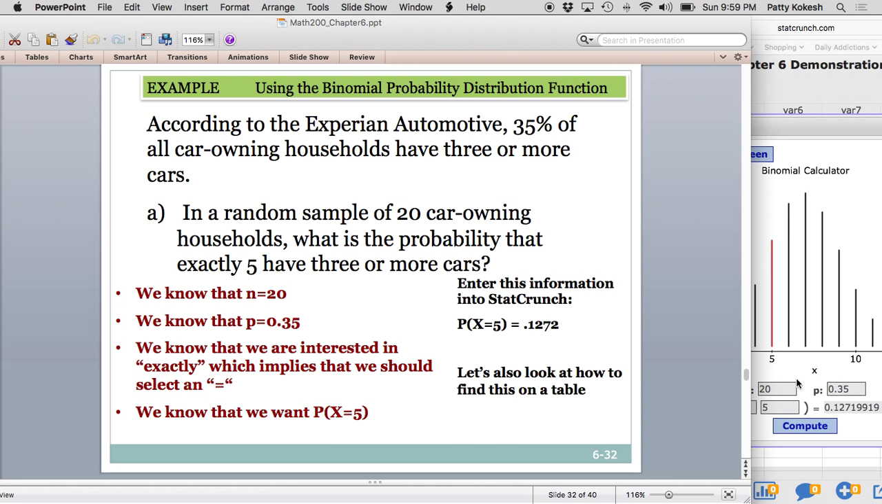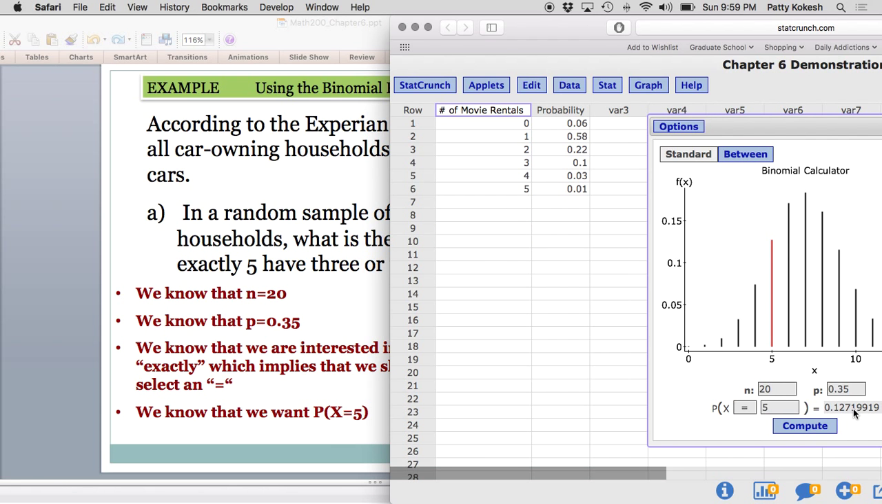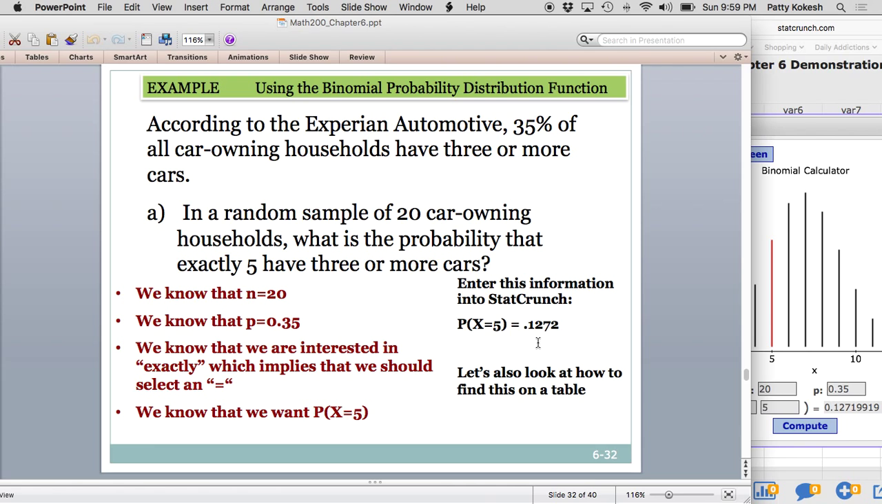I've rounded it in the slide. It's 0.127199, and so on. So the probability that we get exactly 5 households out of 20 that have 3 or more cars is about 12%, or about 13%.